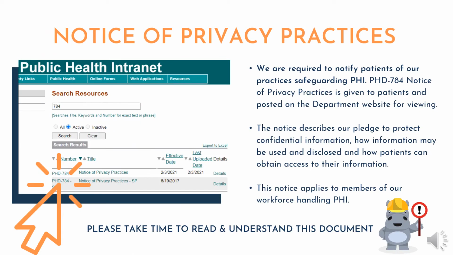You can find many of the privacy and security policies on the public health intranet. Navigate to the intranet homepage, select Search All Resources under the Resources tab, and then search by keywords or numbers. Take the time now to test this out using the Notice of Privacy Practices above. This is a notice that lets our patients know how we safeguard their PHI and is required by law.